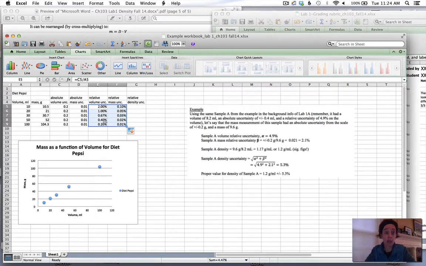So what I said earlier, the bigger our measurements, these volumes go from smallest to biggest, the lower our relative uncertainties. So in general, the more you're measuring, the lower your uncertainty. So that's kind of always a good goal.